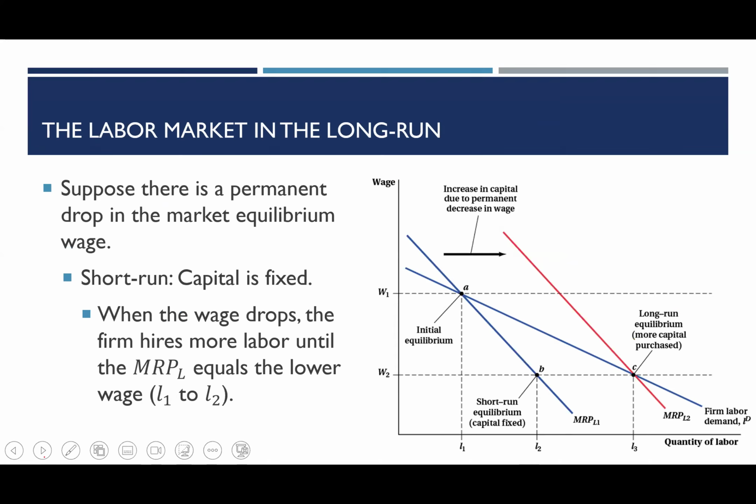So let's look at another example. We'll do first short run effects and then long run effects. So let's say for some reason that the wage for workers drops, that equilibrium wage falls. Initially, we're on this blue marginal revenue product curve for the firm. And so their amount of labor hired is going to increase in response to the decrease in price from L1 to L2, right? Initially, they were at point A, now they're at point B.